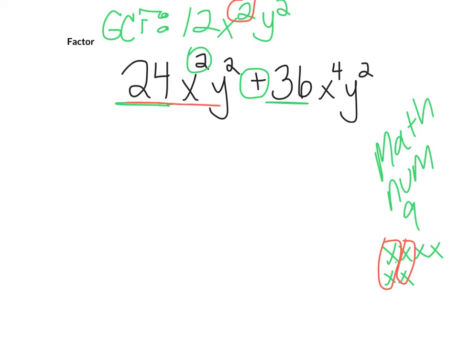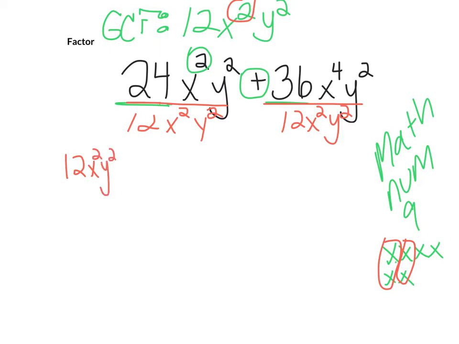Don't forget, when I get that, I'm going to use that GCF to divide. So 12x squared y squared, and you do it on both sides. 12x squared y squared, and I use that out in front of my parentheses, so I'm going to put that right here, 12x squared y squared. And then inside my parentheses are my leftovers with the nice big plus sign, because that just comes on down.